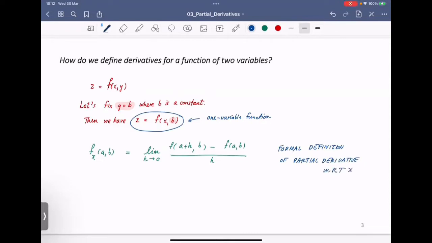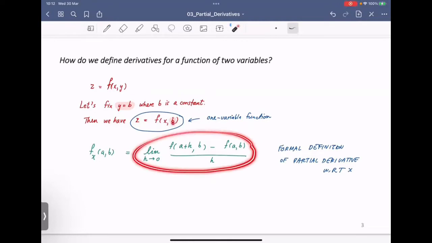Well, usually we don't use the formal definition. We're gonna use the formula. The formula works because you can see that the idea that we define, we use the same way, the same definition as in calculus 1. We just fix b first, and this is going to come back to a single variable function.